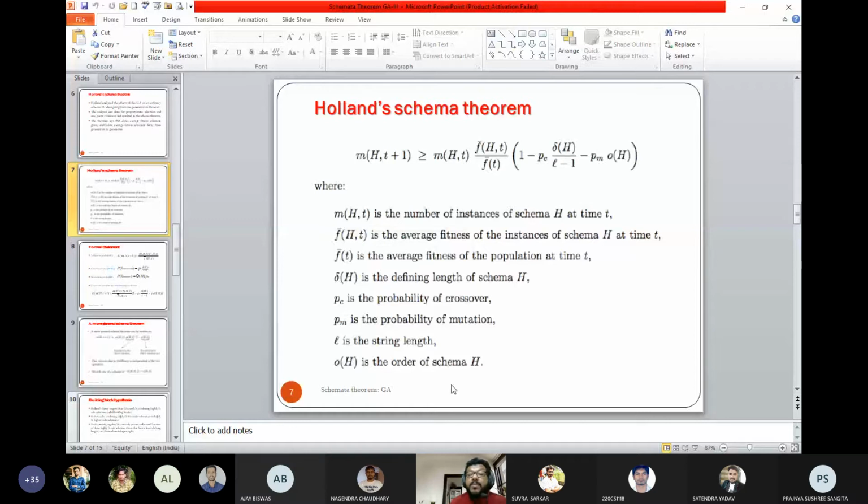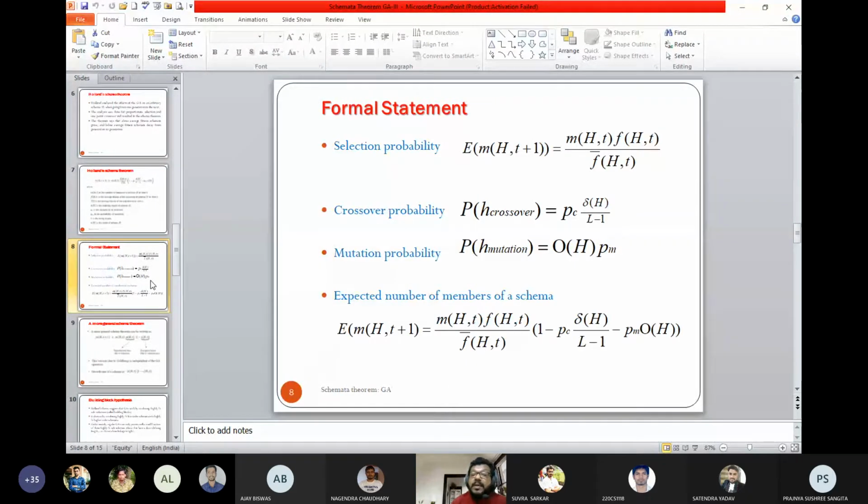So the formal statement, again we repeat this. I have shown you in the first one that the selection probability can be modeled with schemata, then the crossover probability, then the mutation probability. Initially, when we talk theoretically, it is not mathematically defined. Now this is defined. The fourth point is the expected number of schema.